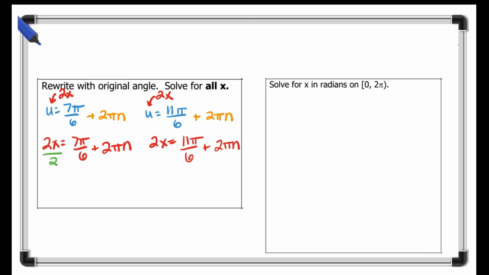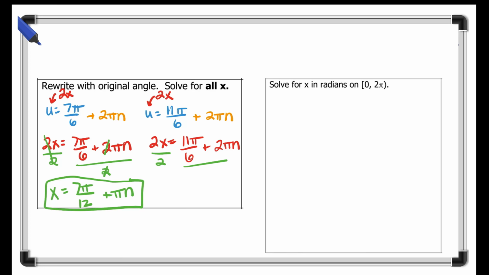Now we have to solve for x, so we have to divide everything by 2 to get x by itself. I would get x is equal to, 7 pi over 6 divided by 2 is 7 pi over 12, and then those 2's cancel out, so I've got pi n. Dividing the second angle, I have x is equal to 11 pi over 12 plus pi n. So here you have your answers for all x's.